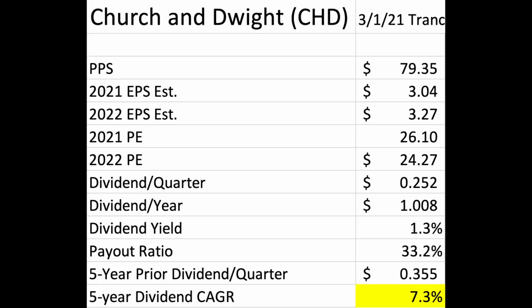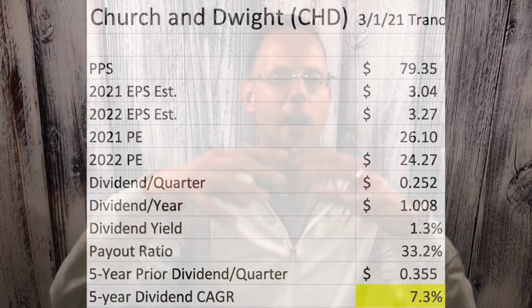And I'll tell you, Church and Dwight is yielding a dividend yield of only 1.3%, and the starting PE on 2021 earnings is 26. 2022 earnings PE is 24. And so there's no bargain basement here, but this is growth. And this is about as high up in my core dividend stocks as it gets.